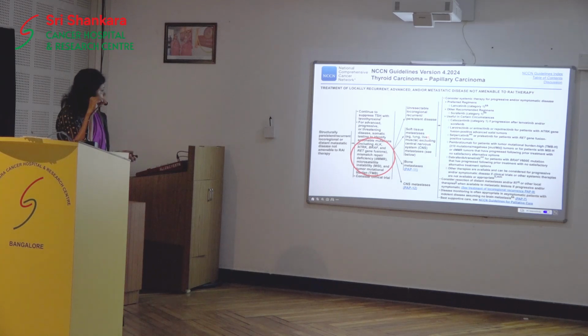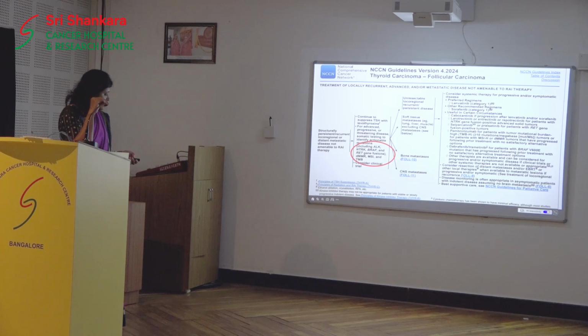This is the same as emphasized in our NCCN guidelines, a recent version 4.2024, for locally recurrent, advanced or metastatic disease not amenable to radioiodine therapy. This is the same for both the epithelial histologies, papillary and follicular. We have to test for these alterations: ALK, NTRK, BRAF, RET, and also for immunotherapy-related molecular markers, MMR, MSI, and TMB, because we have targeted drugs available when such mutations are present. This is the same for follicular thyroid carcinoma as well.